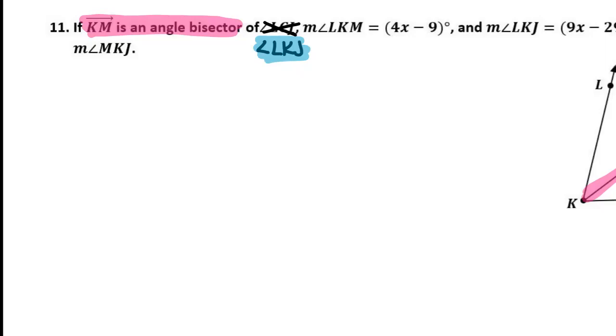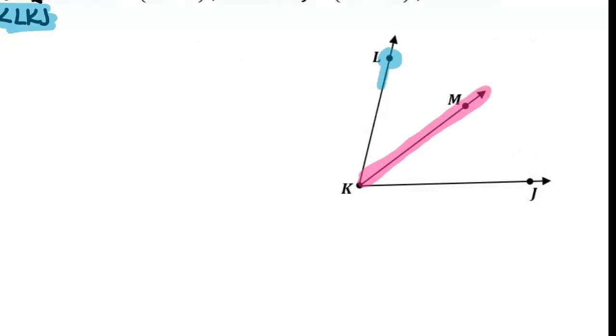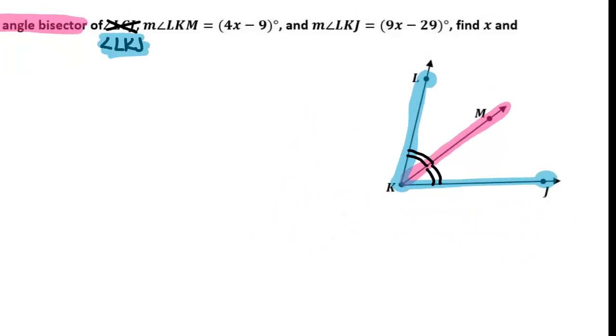Angle LKJ. So here's L, down to K, and over to J. So this angle right here is the one being bisected. What does bisect mean again? Cut in half. So what do we know about these two angles? They are equal, they are congruent. So I have an angle here and a congruent angle here.